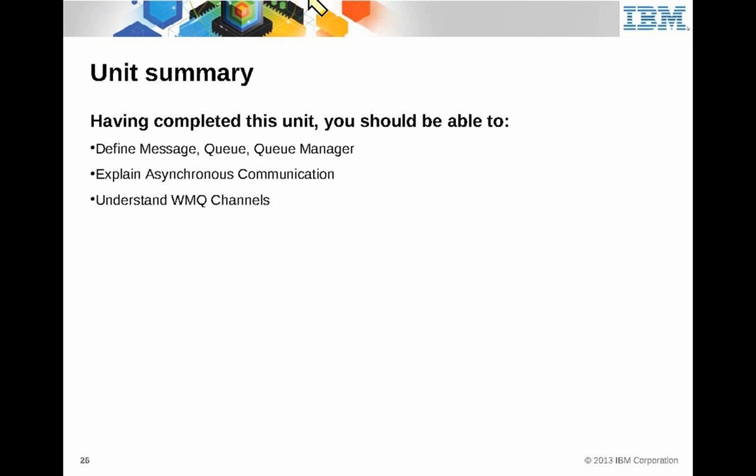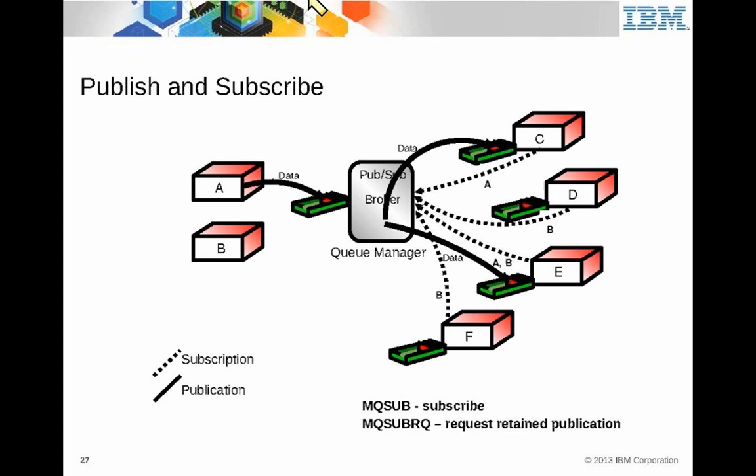Queue managers hold all these queues, and the messages are what applications are passing back and forth among themselves. Asynchronous communication is where the two programs don't have to be directly connected to each other. They can communicate through a queue, and both of them don't have to be up at the same time. And then WebSphere MQ channels are the things that MQ uses to get messages back and forth between two queue managers.